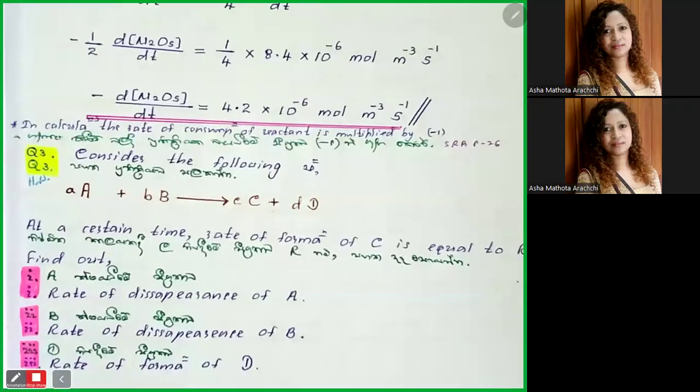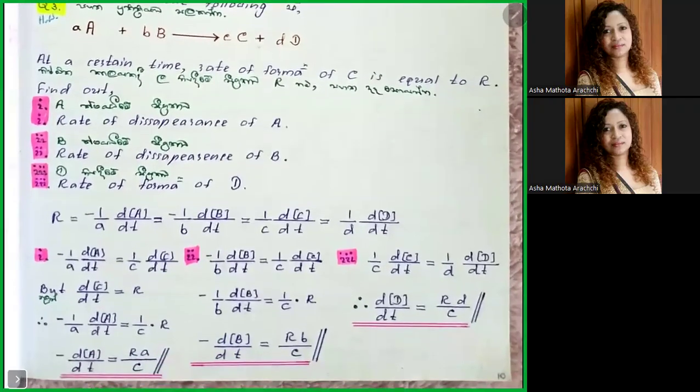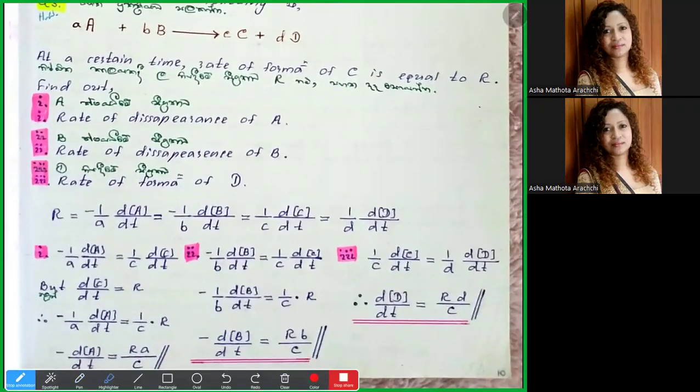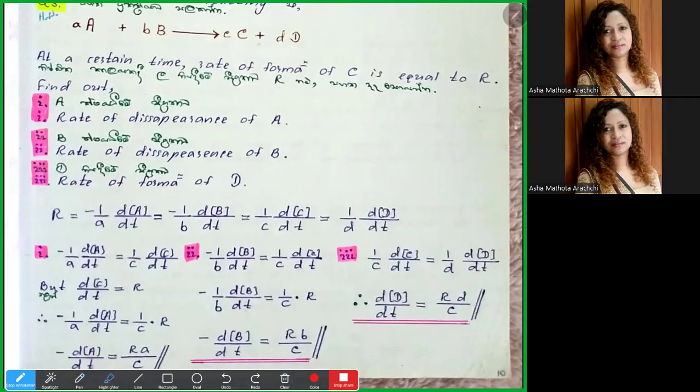Okay, so the next question, again you have this ABCD normal equation, just a normal equation with respect to stoichiometries A, B, C, and D. At a certain time, rate of formation of C is this one. Rate of formation of C equals R. So we can write the normal rate expression this way, as we did for theory. Then again, they say rate of formation of C, this part, equals to what? This is equal to R. So that is our connection.